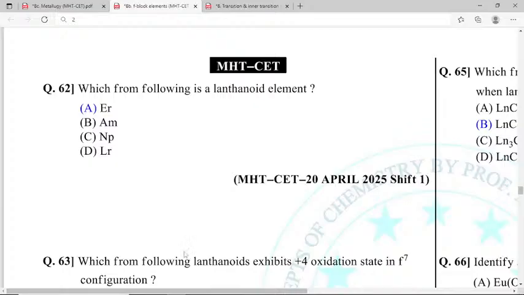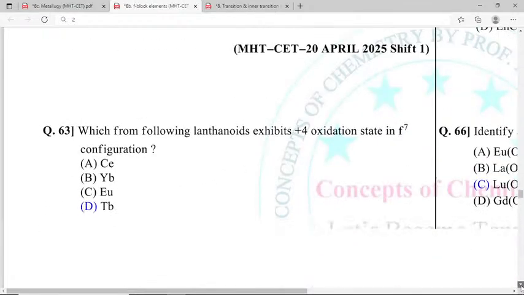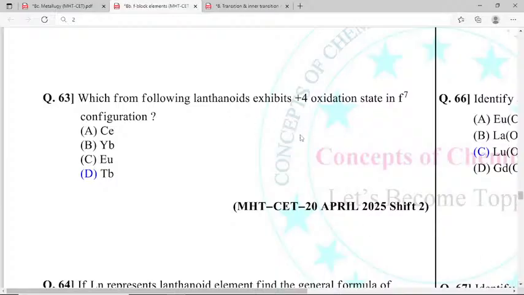Which of the following is a lanthanoid element? Lanthanoids are the 4f series. Erbium is the 4f series element. Which lanthanide exhibits the +4 oxidation state with f7 configuration? Terbium is the answer. Terbium +4 is 4f7.